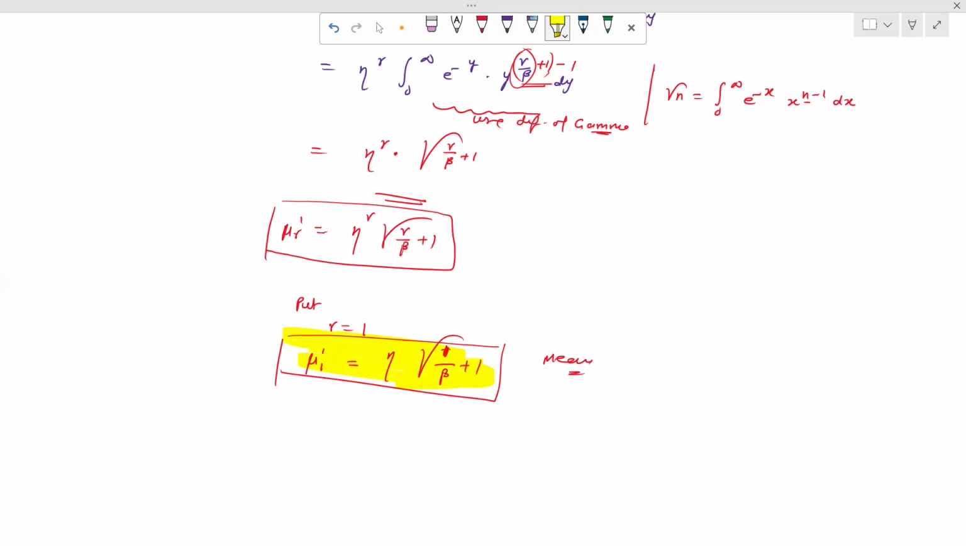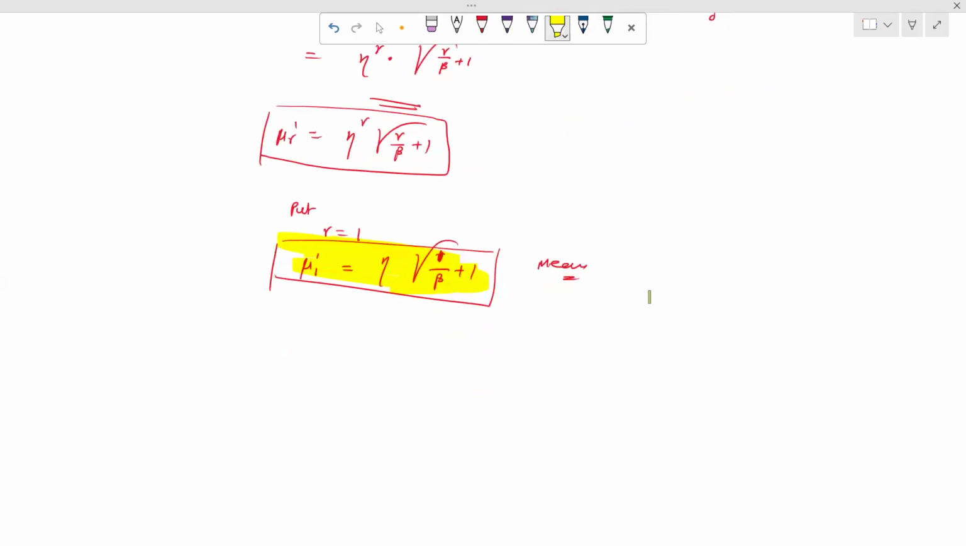Now, when we are going to calculate the second moment, that is mu2, the second moment mu2 is equal to mu2 dash minus mu1 dash to the whole square. So you can obtain the mu2 dash also. So we can calculate the variance.